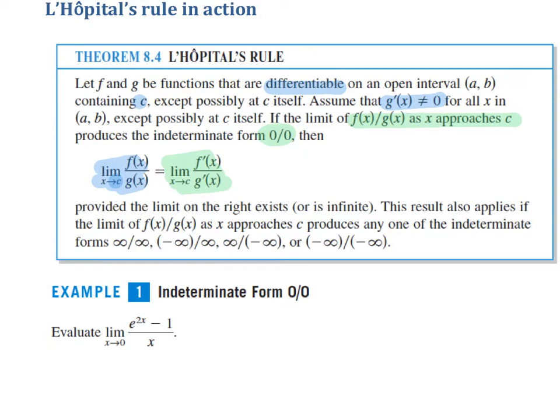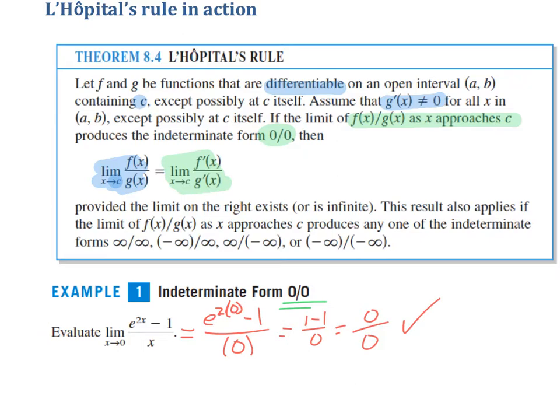But the original theorem was for 0 over 0. So first thing we've got to do is test this out. We've got to do some direct substitution. This is e to the 2 times 0 minus 1, all over 0. We're substituting for 0. On top, 2 times 0 is 0, so that's 1 minus 1 over 0, which is 0 over 0. All right, so it checks out.